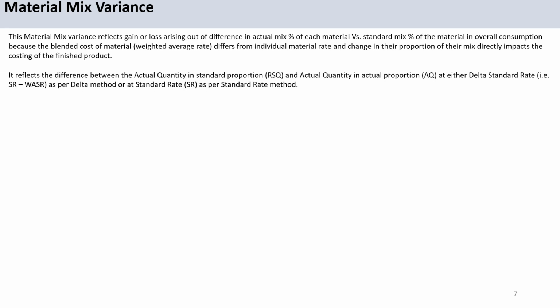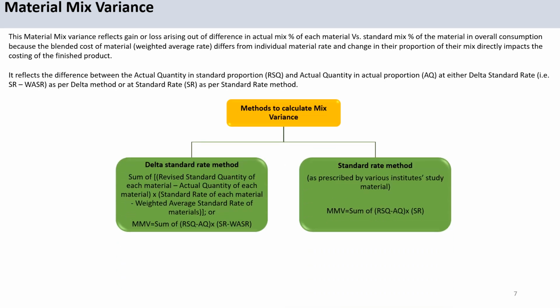In this slide, I shall explain material mix variance in more detail. First, let us understand why mix variance is important to know and calculate for better decision making. As I explained in my previous slide, mix variance arises when the actual mix percentage of each material differs from the standard mix percentage of that material in the overall consumption. So mix variance in fact reflects the gain or loss arising due to this difference in actual mix percentage versus the standard mix percentage. And there are two ways to calculate this.